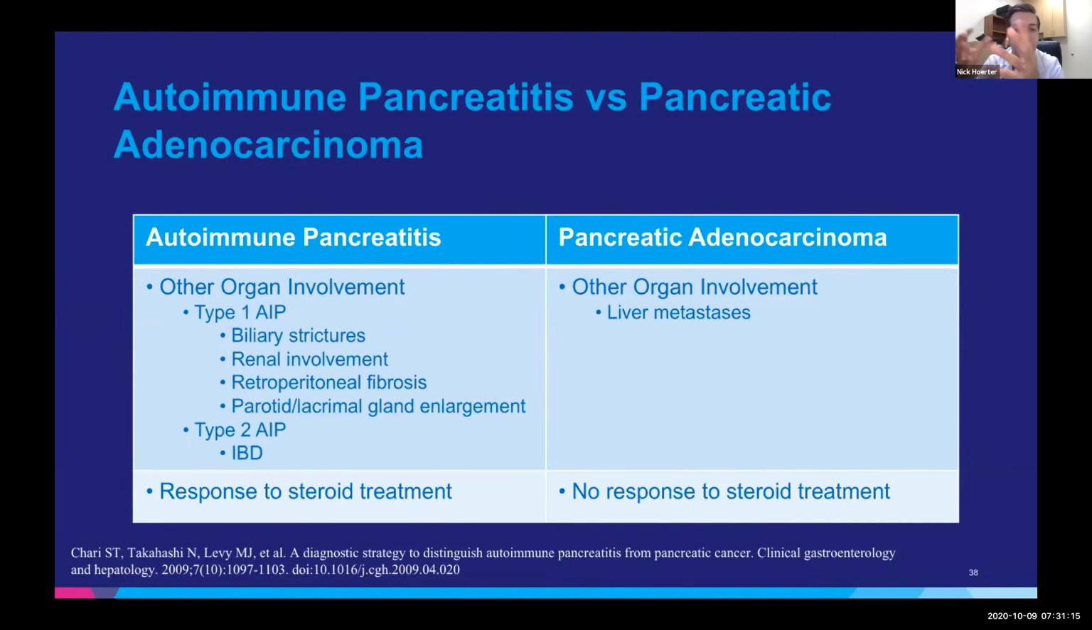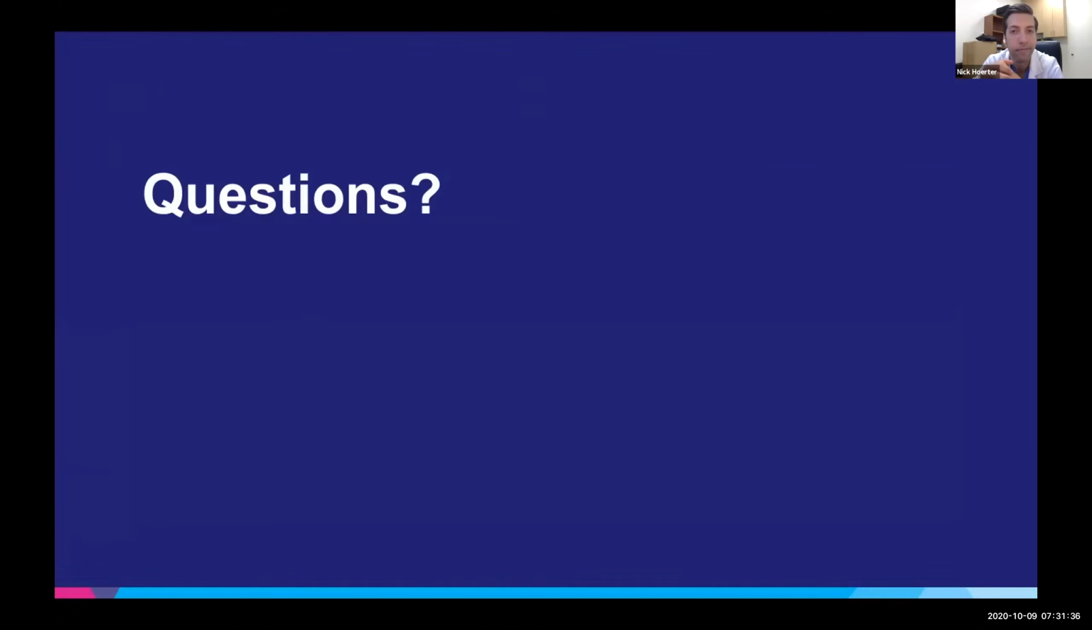With pancreatic adenocarcinoma, obviously you would look for METs. You're never going to see METs in autoimmune pancreatitis. And lastly, and I think the most important in this case, is response to steroid treatment. Autoimmune pancreatitis tends to respond very well to steroid treatment, especially type 2, and pancreatic adeno is not going to respond. So that was really the clincher in this case. And that's it. Thank you.